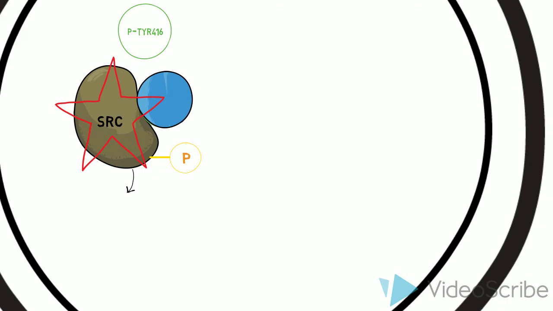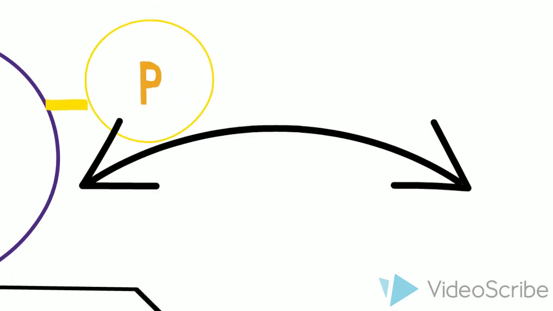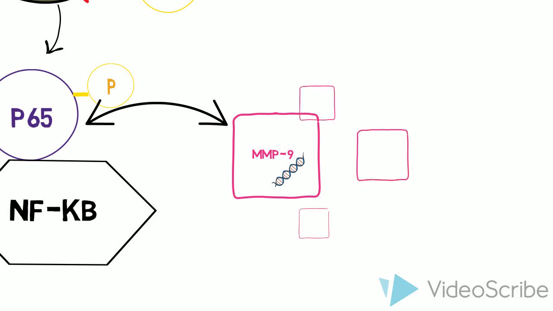Activated SRC then goes on to phosphorylate the tyrosine on P65, a subunit of nuclear factor kappa B. This promotes P65, which binds to the promoter of matrix metalloproteinase 9, MMP9, to initiate its transcription, increasing levels of MMP9. MMP9 degrades the basement membrane and extracellular matrix, important in tissue remodeling and repair.